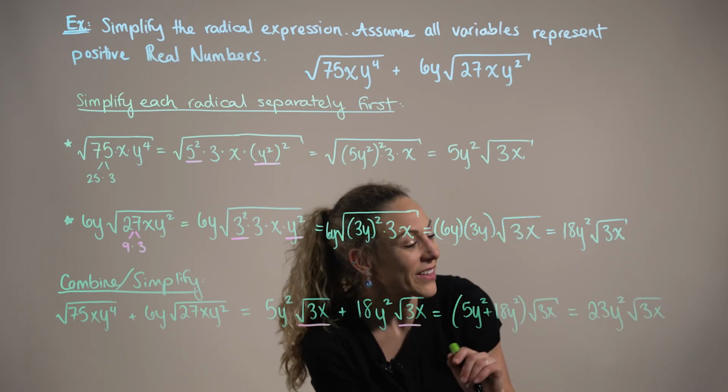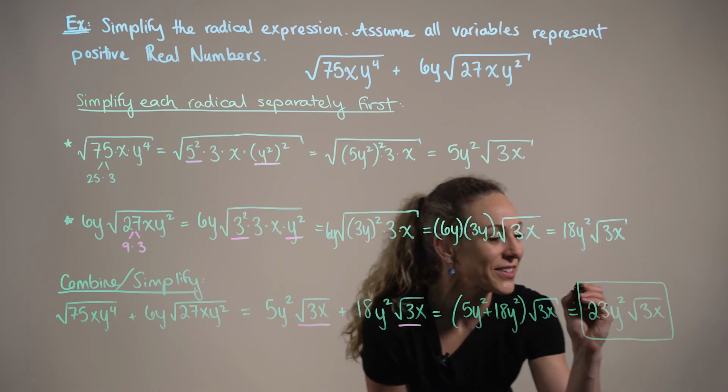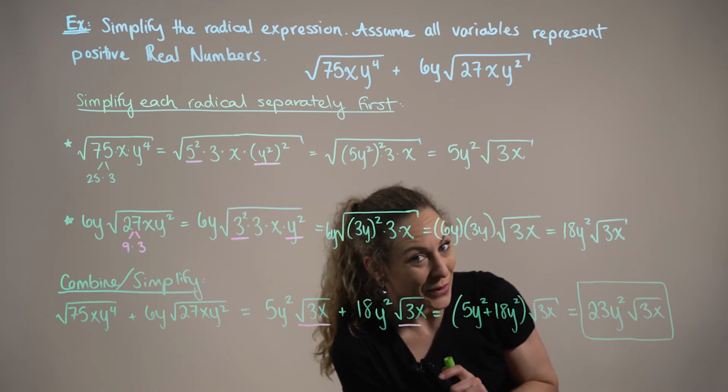So grouping together our like terms, we are left with a beautiful final answer of 3y squared times the square root of 3x.